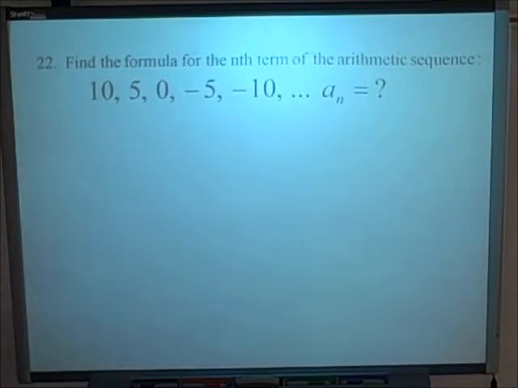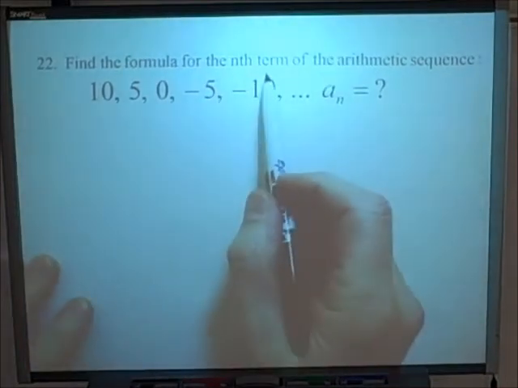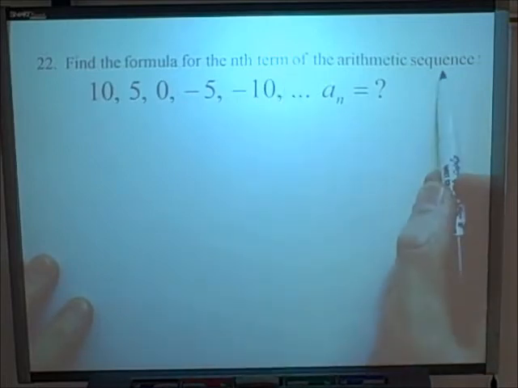We're taking a look at arithmetic sequences today. We're going to find some sums and some terms and some formulas and hopefully show you some processes that can be helpful to you. This is problem number 22 from our textbook. Find the formula for the nth term of an arithmetic sequence.